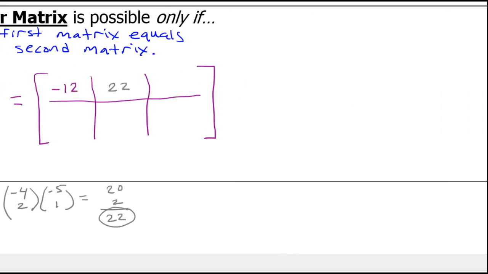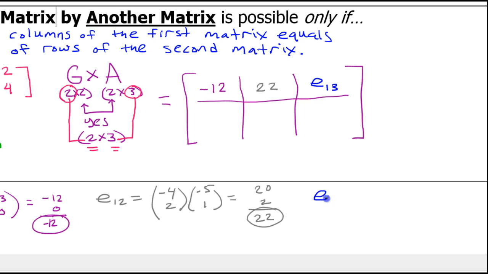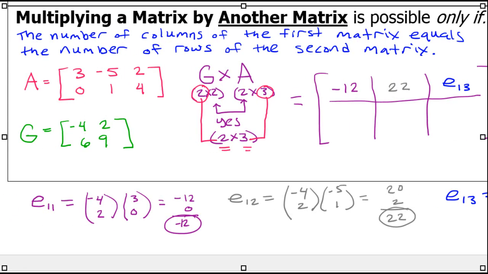Okay, I'm going to run out of space in a minute, but I'm going to keep going for now. So this element right here, I am in the first row, and I'm in the third column. So that's what I'm about to calculate. I'm going to find element 1, 3. So I'm going to need the first row of the first matrix and the third column of the second matrix. All right, row 1, column 3. So row 1 of the first matrix, column 3 of the second matrix.